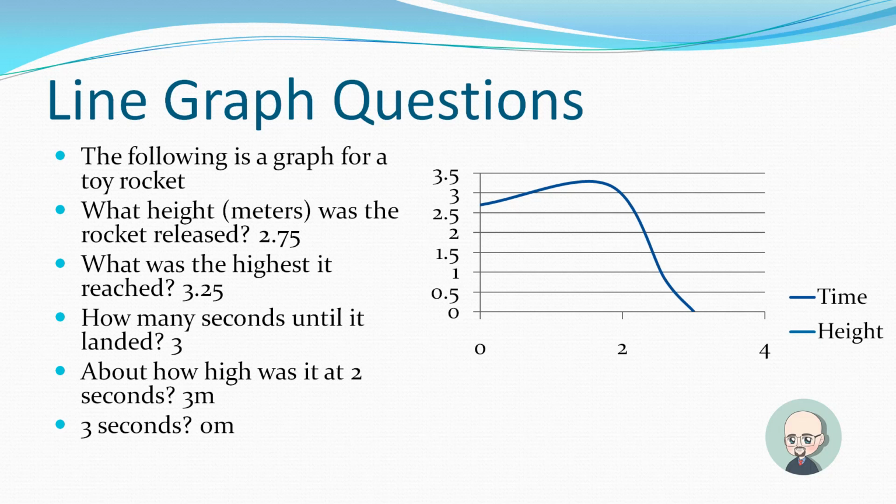About how high was it at 2 seconds? If we look at 2 and we go straight up, 2 seconds is on the x-axis, the seconds is on the x-axis, the time, and you go straight up about 3 meters. At 3 seconds, it was 0.